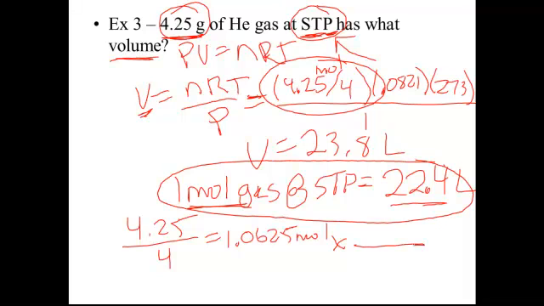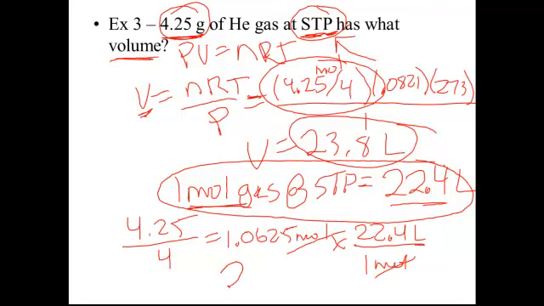here and say 1 mole is 22.4 liters, and then your moles cancel, and hey, what do you know? I'm going to go ahead and do it on my calculator here. 1.0625 times 22.4 gives us our exact same answer, 23.8 liters. I don't care how you do it. I'm trying to show you both ways. Both ways are valid. Obviously, once you get used to this bottom one, this one's much quicker.